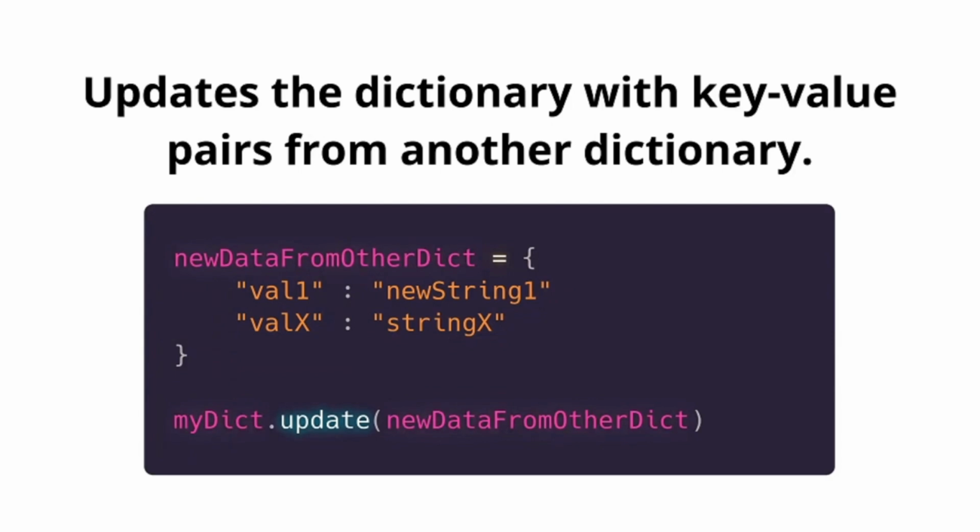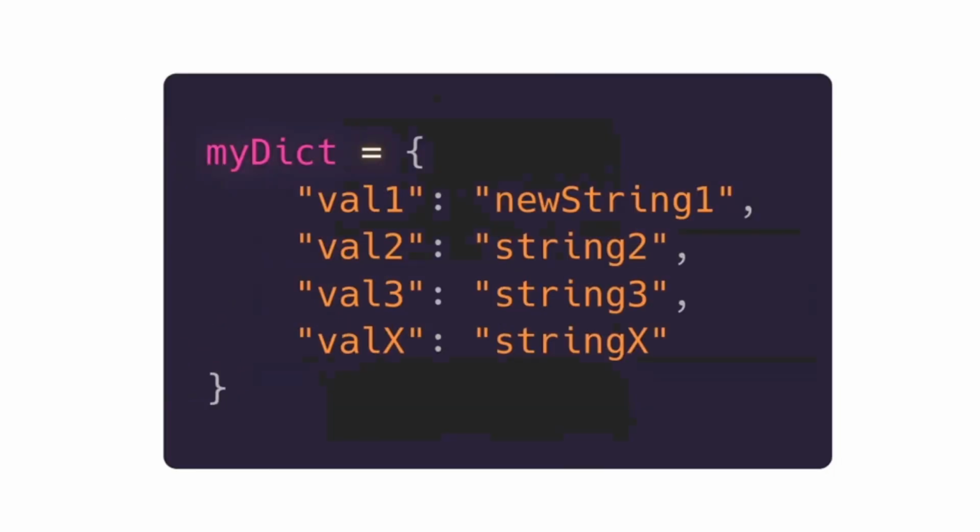If we declare another one that, as you can see, shares the same first key, which is value 1, but with a different value, which is new string 1, and we apply this method, we notice that value 1, which is the key they both share, is updated with the value of the second one, which is new string. Additionally, the key X and its value are added because the first dictionary didn't have it, but the second one did.